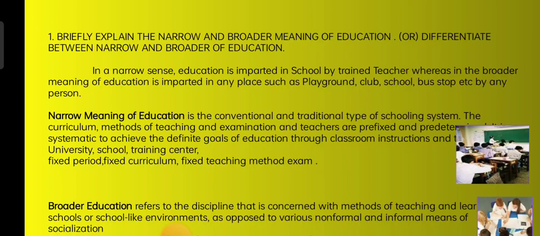That means English, maths, science, social, whatever it is. You are going to school and learning that. We have a definite syllabus and curriculum, yes or no? So for 6th standard only this much of portions should be covered. For 10th this much only should be covered. For PU, they have divided according to the syllabus. So narrow education means whatever we are learning from school, university.